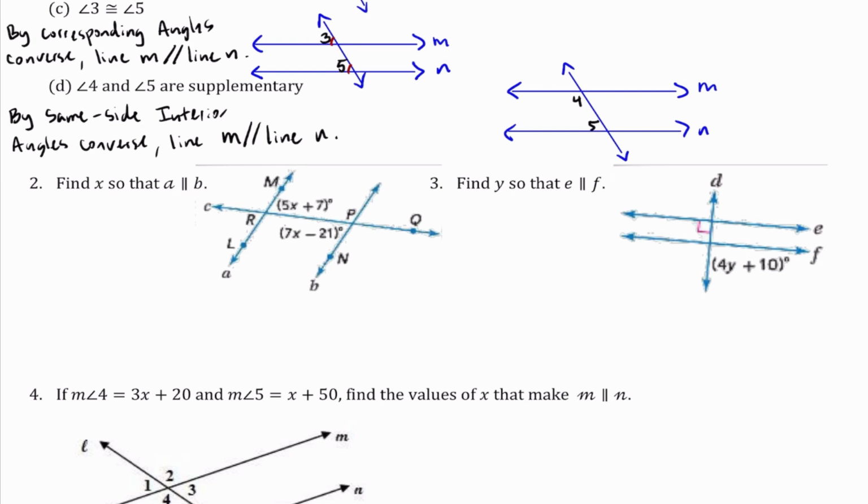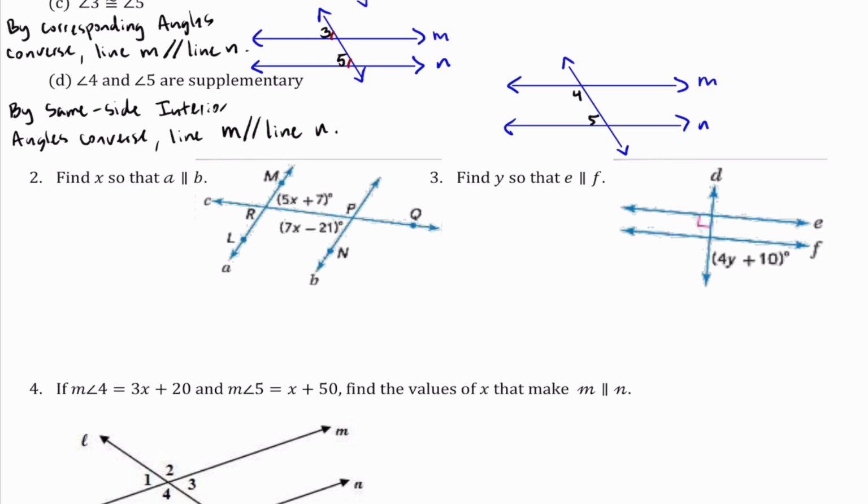It says find x so that A is parallel to B. This means determining which value of x will satisfy one of the converse theorems, ensuring that line A is parallel to line B. Note that we have two lines cut by a transversal. 5x plus 7 degrees is part of this angle, and 7x minus 21 degrees is part of that angle. If we look very closely, these two angles are inside of the two lines here, and they are on opposite sides of the transversal. So these two angles are alternate interior angles. Let's go ahead and set them equal to each other.